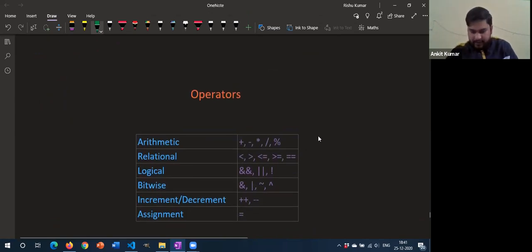So what are operators? Operators are predefined in C++, and we can use them to perform certain calculations. Those calculations can be arithmetic, relational, or logical. Depending upon that, we can use any type of operator according to our requirements. Now, each operator has a special symbol. So let's first talk about arithmetic operators.